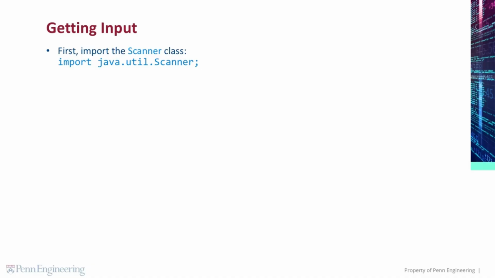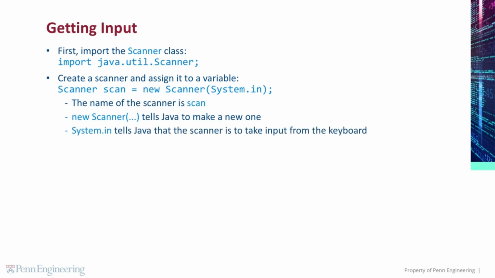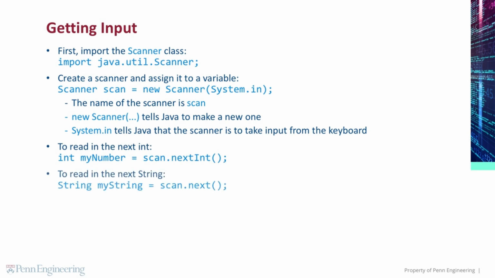To get input from the user, first import the Scanner class. Then create a Scanner and assign it to a variable. Here, the name of the scanner is scan, and calling new Scanner tells Java to make a new one. System.in tells Java that the scanner is to take input from the keyboard. To read in the next int, call the nextInt method of the scan object. To read in the next string, call the next method of the scan object. To read in the entire next line as a string, call the nextLine method of the scan object.